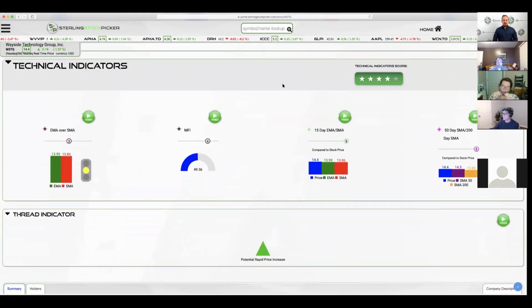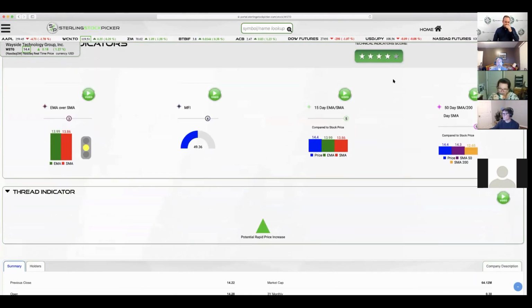Scrolling down to the technical indicators, we've looked at the 4 most important technical indicators in terms of the price of the stock, and we've given that a score. We've done all the number crunching for you. You don't even have to know what these metrics mean in order to look at the final score to figure out if it's a buy or not. So we've got that. It's a 4-star score.